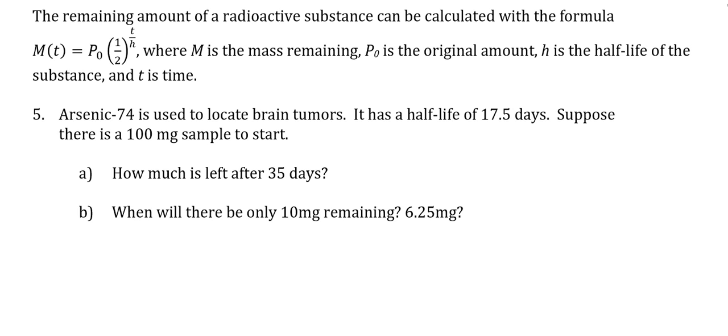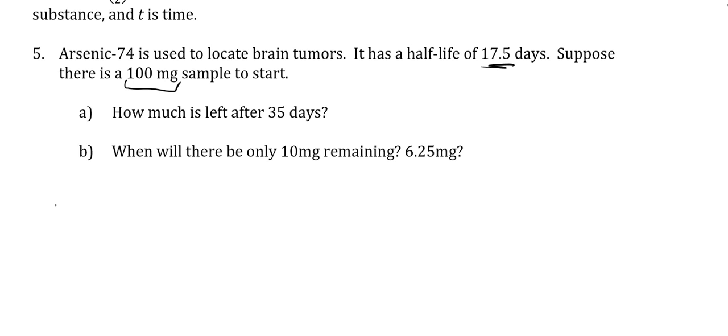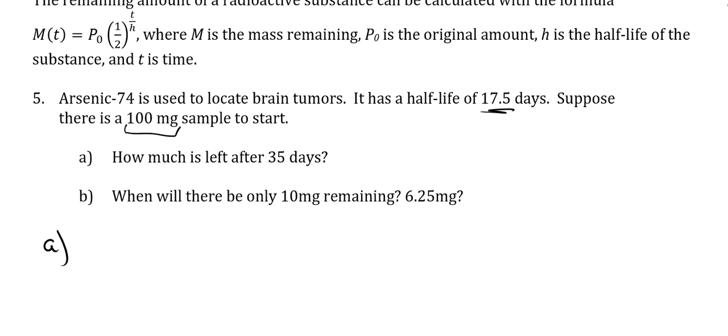So we have an example here. Arsenic-74 is used to locate brain tumors. It has a half-life of 17.5 days. And we're going to suppose we start with 100 milligrams. How much is left after 35 days? So here's what we're going to do. The amount left at time t equals the amount we start with. Okay, so we're starting with our givens here. The initial amount, or P at time 0, is 100.